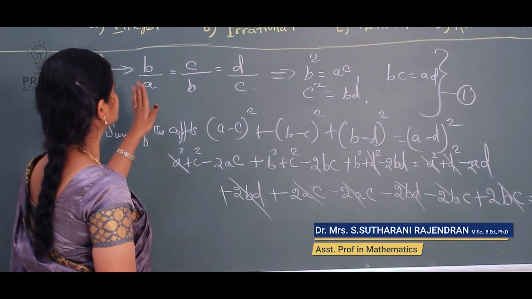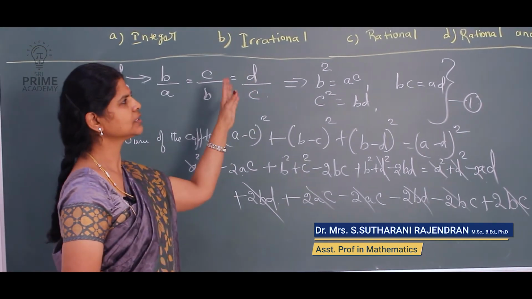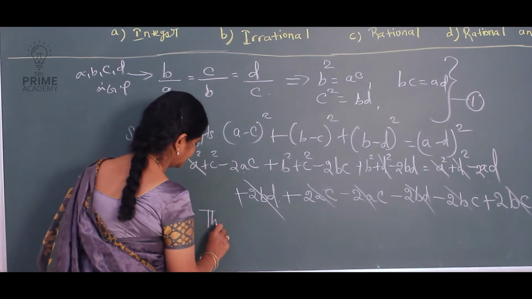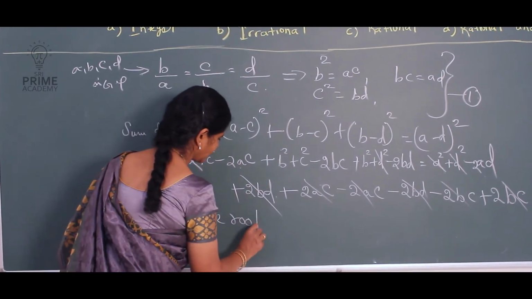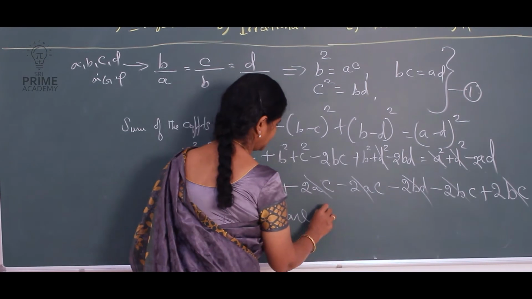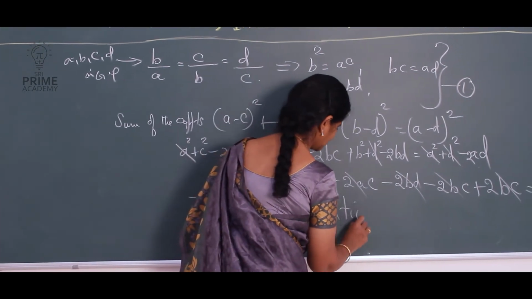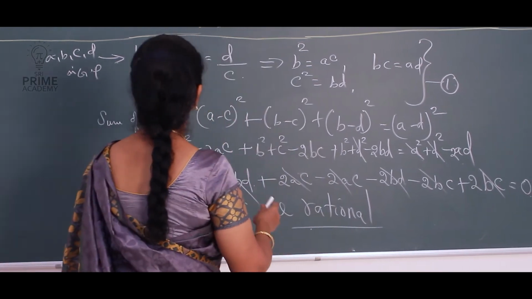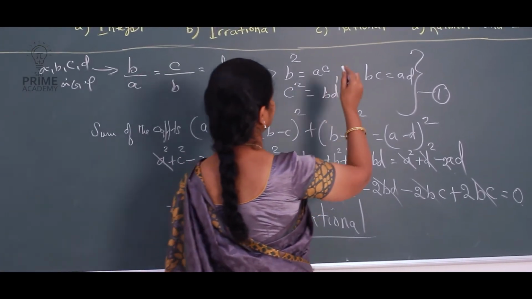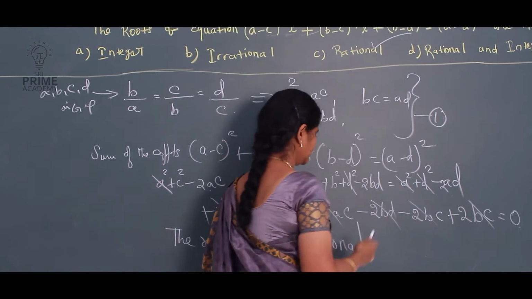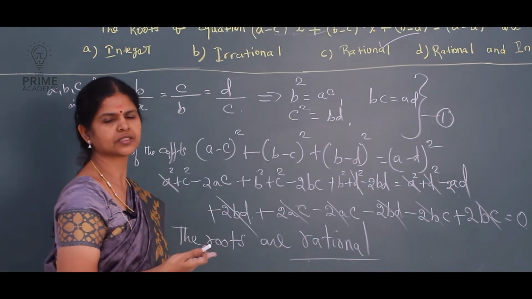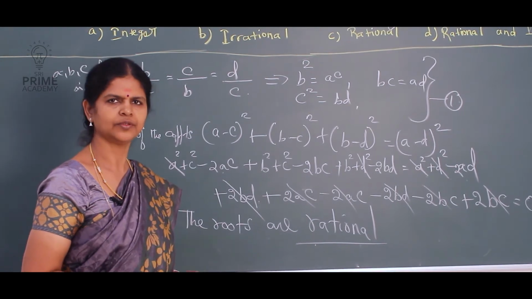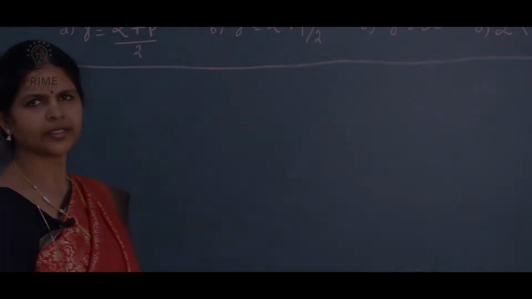Okay. So therefore the sum of the coefficients of this quadratic equation is 0, which means the roots are rational. Okay, so this is one important condition in a quadratic equation. So your option is A, B, C is your correct answer. So in this problem, the roots of this quadratic equation are rational. So the problem is solved. Very simple problem. Okay, next question.